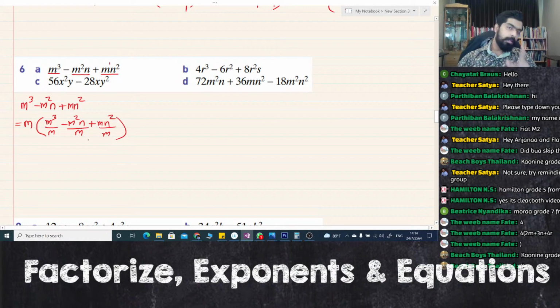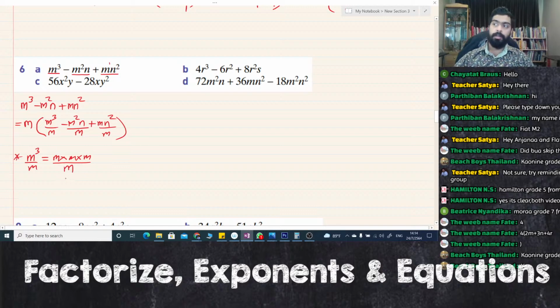All right, guys. Now here's where many students make mistakes. So take a look at this, guys. If we have m cubed, right? m cubed is the same as m multiplied by m multiplied by m. Therefore, m cubed over m is equal to m times m times m divided by m.